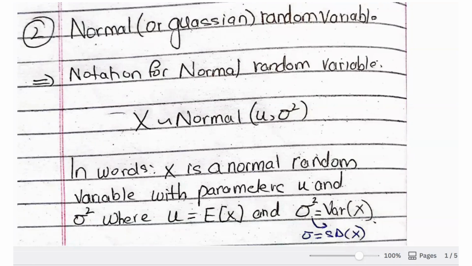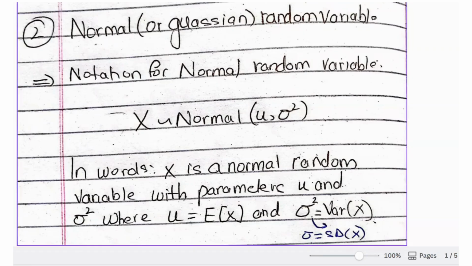We were looking at common types of continuous random variables. We started out talking about the exponential random variable. Now we want to talk about the normal random variable. So let's start with notation.